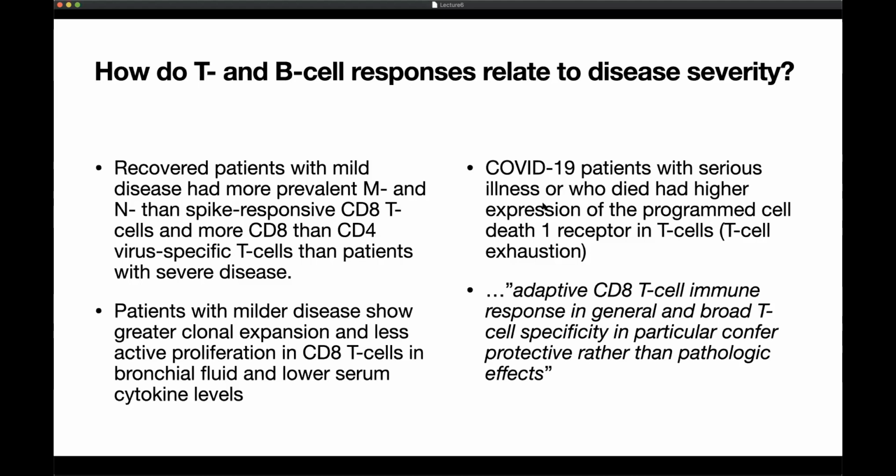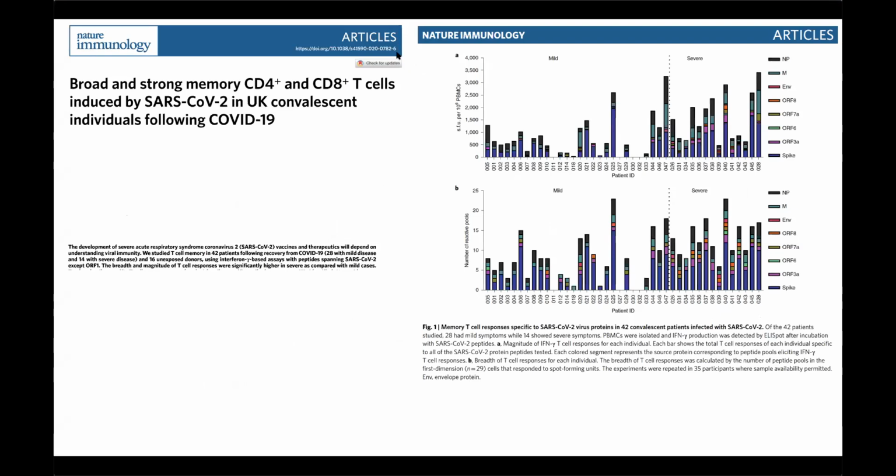And an indication of why T cell immunity is so important for mild disease progression is that people who had serious illness or died had markers of immune exhaustion. Basically, they had a large number of T cells that express the programmed cell death receptor, which means the immune system is overloaded and not able to keep up with viral production. So the adaptive CD8 T cell immune response in general, and broad T cell specificity in particular, confer protective rather than pathologic effects. Right, and here's another example.